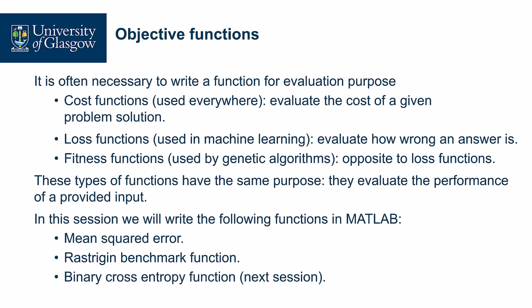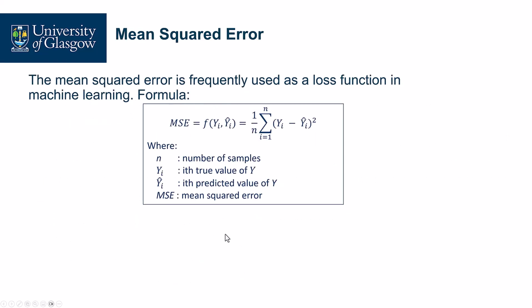In this session, we will write the following functions: the mean squared error and the Rastrigin benchmark function. Next session, we will write the binary cross entropy function. Let's see the first one, mean squared error, MSE.